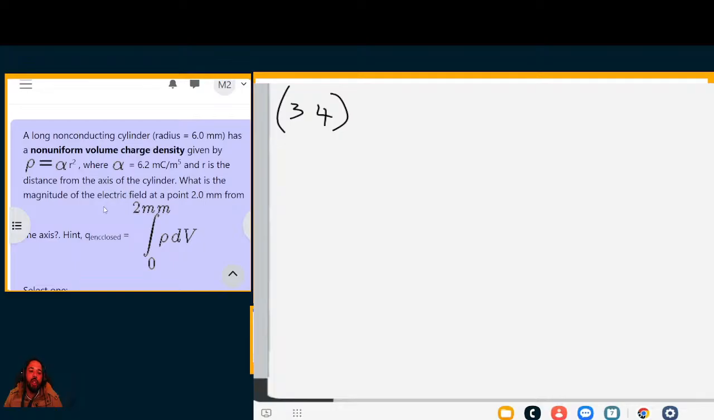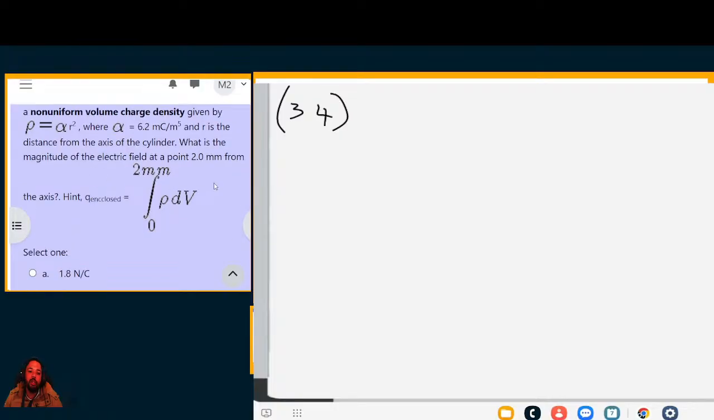What's the magnitude of the electric field at a point 2 millimeters from the axis? Hint, the charge enclosed is equal to the integral from 0 to 2 millimeters. Okay, we all know that. So first of all, let's work out what is the charge enclosed.